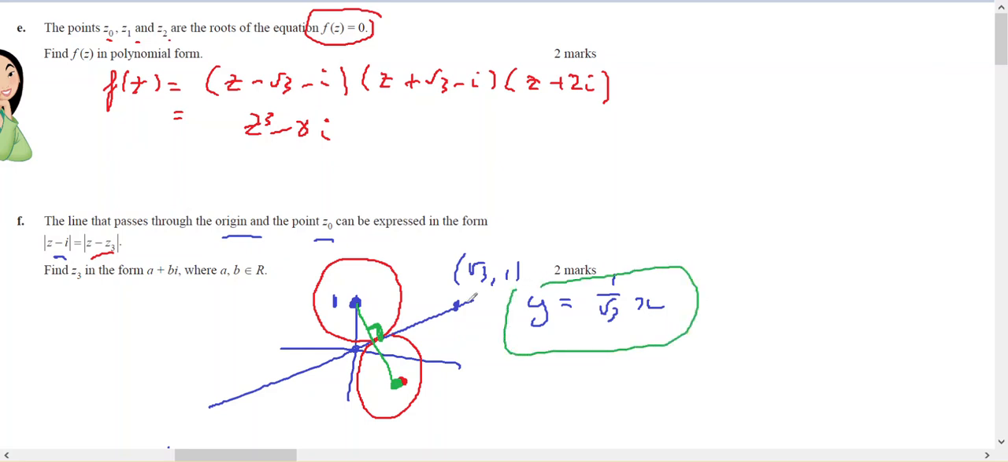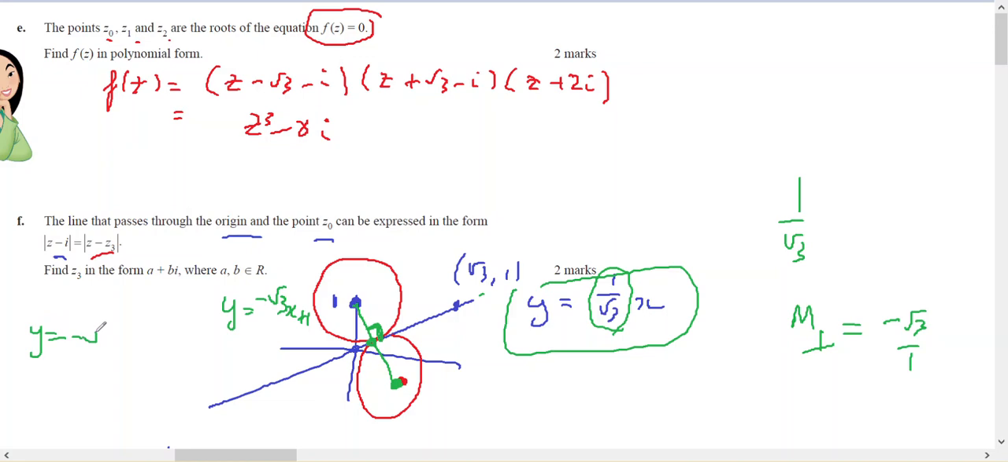Since I know the equation of this line is 1 on root 3 x, the equation of this line will be negative root 3 x plus 1. If the gradient of this is 1 on root 3, then the gradient of its perpendicular will be negative root 3 on 1. And I know the y-intercept is 1. So if I could find this intersection point, the intersection between the lines y equals negative root 3 x plus 1 and y equals 1 on root 3 x.